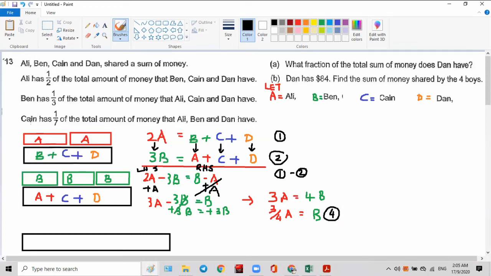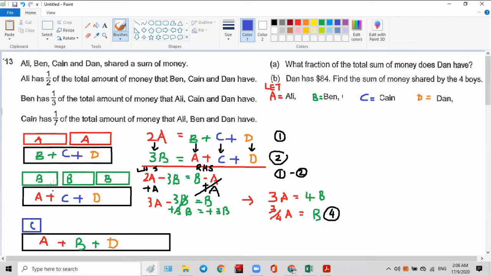Statement number 4. Okay, let's do the next statement here where it says Cain is 1/7 of the total amount of money that Ali, Ben, and Dan have. What do you mean by that? So let's see. Well, this is Ali plus Ben. Okay, Ben is here. Plus Dan. Okay, and Cain is only 1/7 of this total amount, meaning Cain is a rather small box. So maybe just here. All right, so we'll draw a Cain here, and it's only supposed to be 1/7.